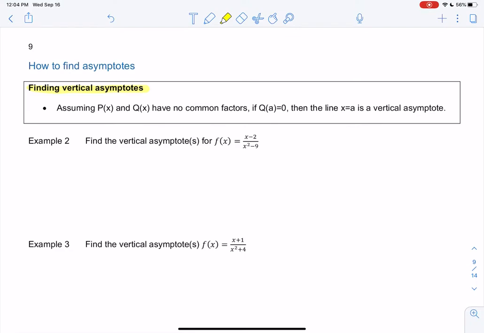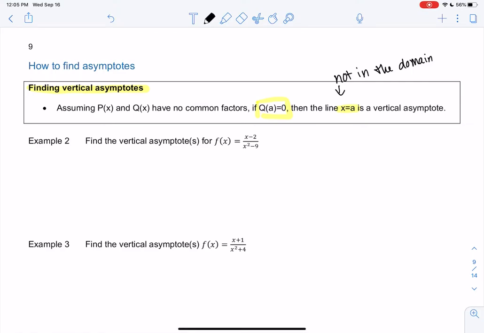Assuming p of x and q of x don't have common factors, meaning you factor and nothing simplifies. We'll see what happens with that later. Anytime the denominator equals zero, then x equals a is a vertical asymptote, and that's because those are not in the domain. So the graph can never cross those values.